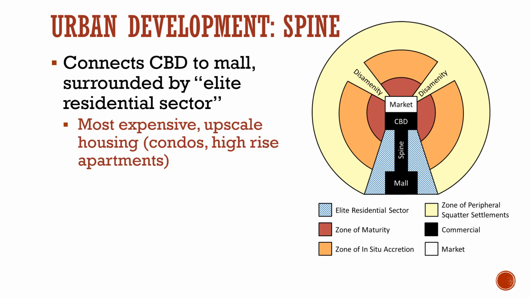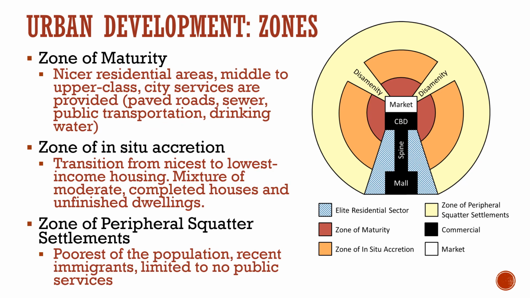Then in the spine area that we have here, this is the mall that would connect the elite residential section that's down here to that business district. So this is the most expensive, upscale housing, but that spine is what would connect those two regions or parts. Then we have different zones.